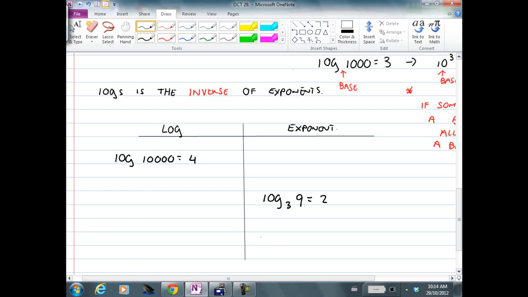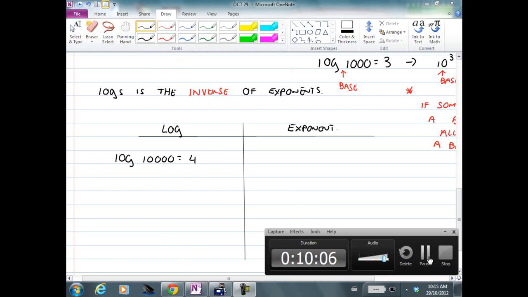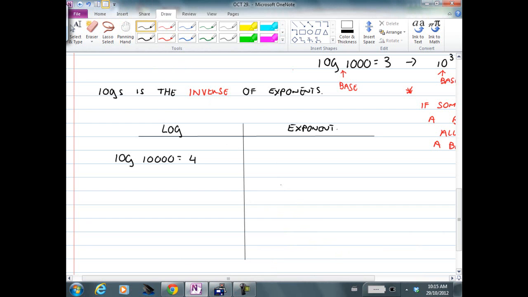Log base 7 of 49 equals 2. Oh, whoops, sorry, I screwed up. Wrong slide. I'm going to pause it. Sorry, try this one. Next one, exponents. What do I give you? 3 to the power 2 equals 9. 5 to the power 3 equals 125.